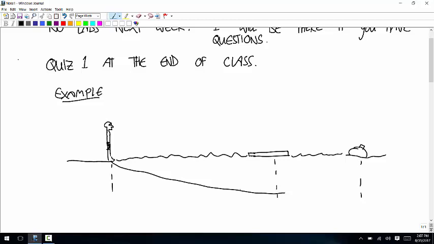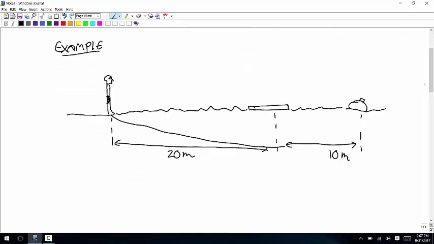And let's say it's 20 meters from the shore to the raft, and then 10 meters from the raft to the buoy. Let's say that the man starts on the raft, swims to the buoy, and let's say, how long does it take to swim 20 meters? Like 30 seconds?